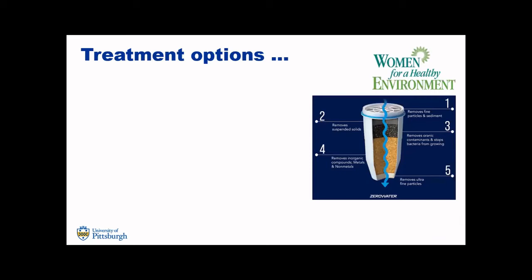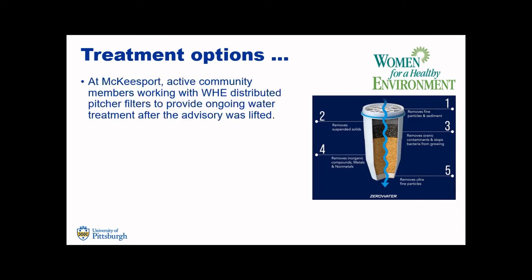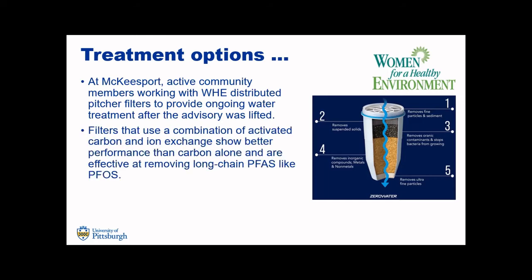And at the same time, the community was worried about what they could do, how they could treat their water. The Water Authority basically told them the problem is solved because we're not seeing PFAS in the hydrants anymore in the distribution system. So the group that I was working with, WHE, passed out these 2-phase point of use water filters, these pitcher filters, to provide ongoing water treatment after the advisory was lifted. They decided to use these because it turns out that a filter that is a combination of activated carbon and ion exchange seems to be the most effective of the point of use types of filters that are available.